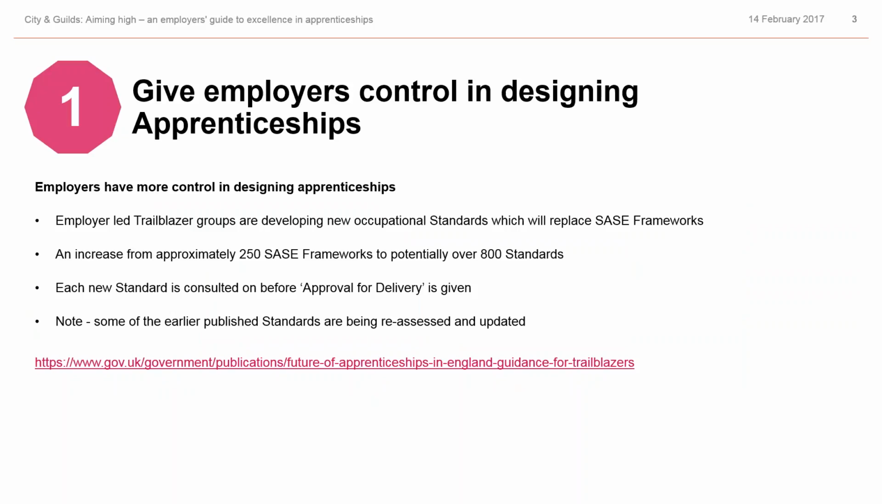For frameworks there were approximately 250, and there are potentially going to be 800 standards. The new standards, for those of you who might not be aware, cover behaviours, skills, and knowledge. Apprentices work through these requirements on programme for a minimum of a year. Some standards will be structured with qualifications, and others will be defined by the employer with on-programme learning and assessment tools.